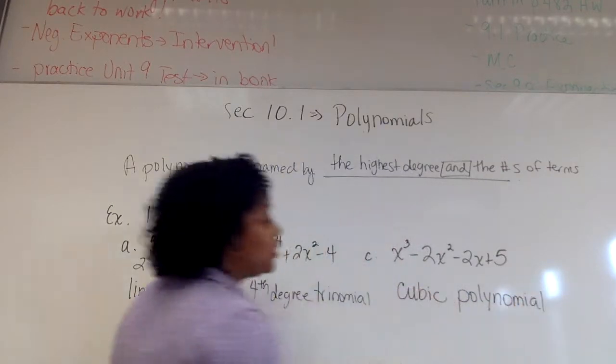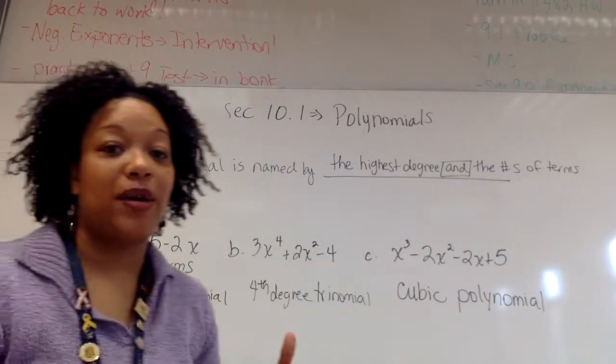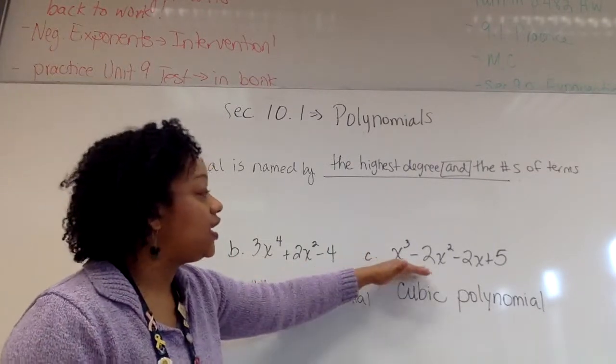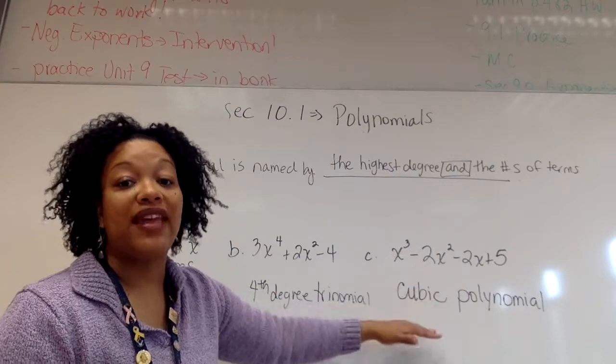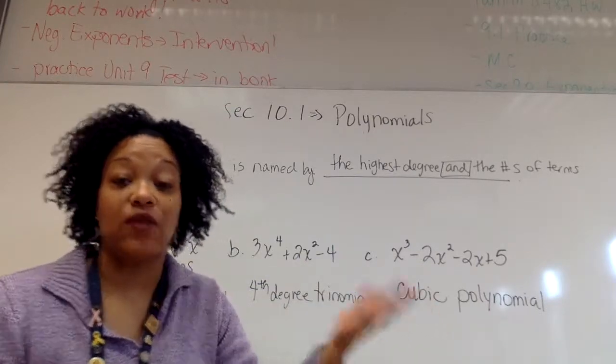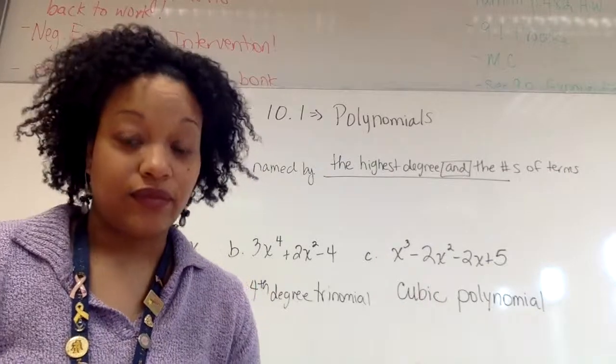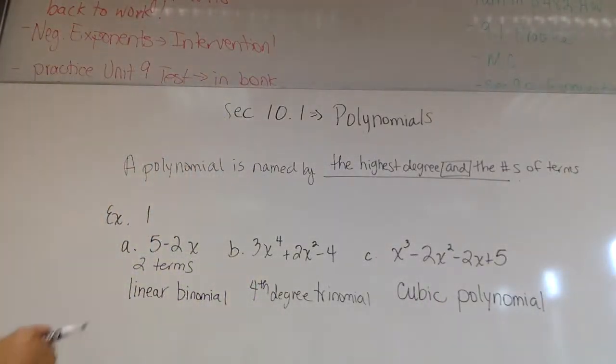So this is important because you've got to identify your polynomials by their name. You're not always going to be given the expression first. They may tell you what it is, and you've got to understand, well, if it's cubic, I know the highest degree is 3. Okay? So this is your example 1, and in the next video, we'll talk about that standard form.